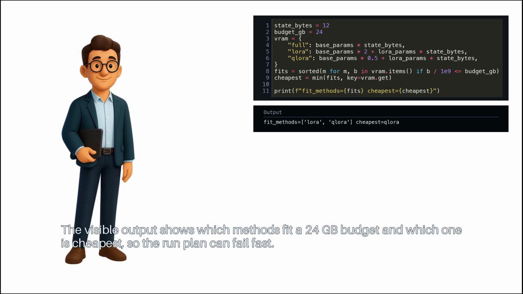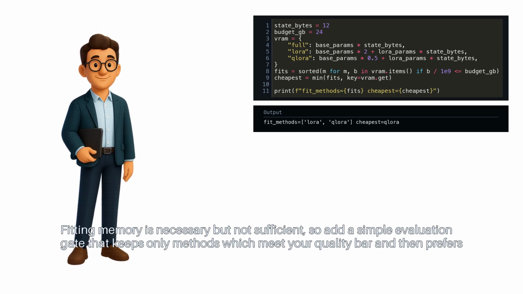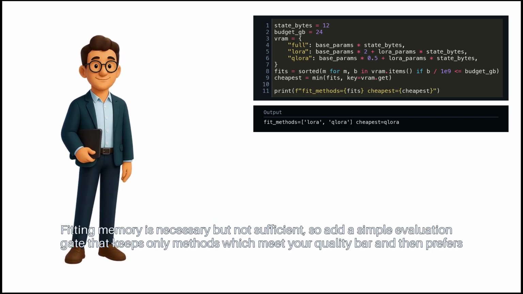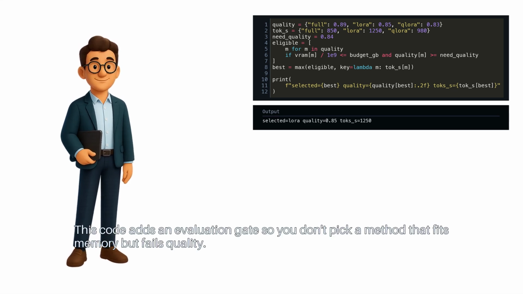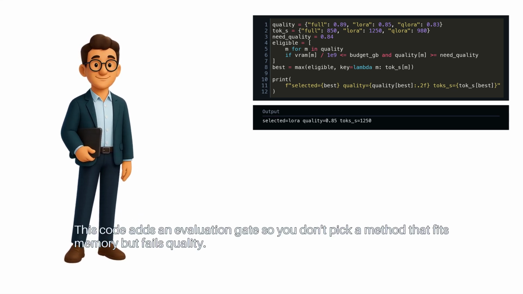Fitting memory is necessary but not sufficient, so add a simple evaluation gate that keeps only methods which meet your quality bar and then prefers throughput. This code adds an evaluation gate so you don't pick a method that fits memory but fails quality.